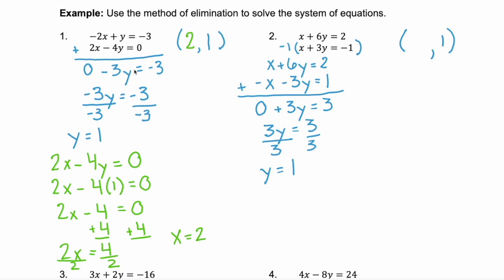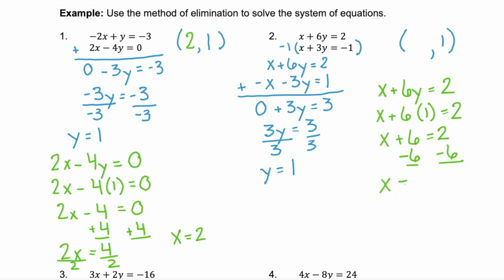So we'll put that up here, that 1 is the y value for our solution. And again, now that we know what y is, we can pick either of the original equations. Always use one of the originals, and we'll substitute that in and solve for x. So let's use that first equation this time. So we have x plus 6y equals 2. So x plus 6 times our y of 1 equals 2. Or x plus 6 equals 2. Subtract 6 from both sides, so we can isolate x, and x becomes -4. So our answer then is the point -4, 1.